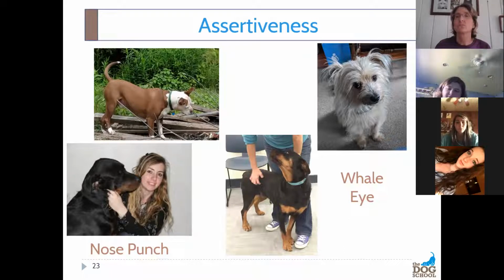I had a question about nose punches. If the dog is nose punching you, does it matter where it's nose punching you, like the face, your butt, your arms? In general, is there significance to where, or is it just kind of random?